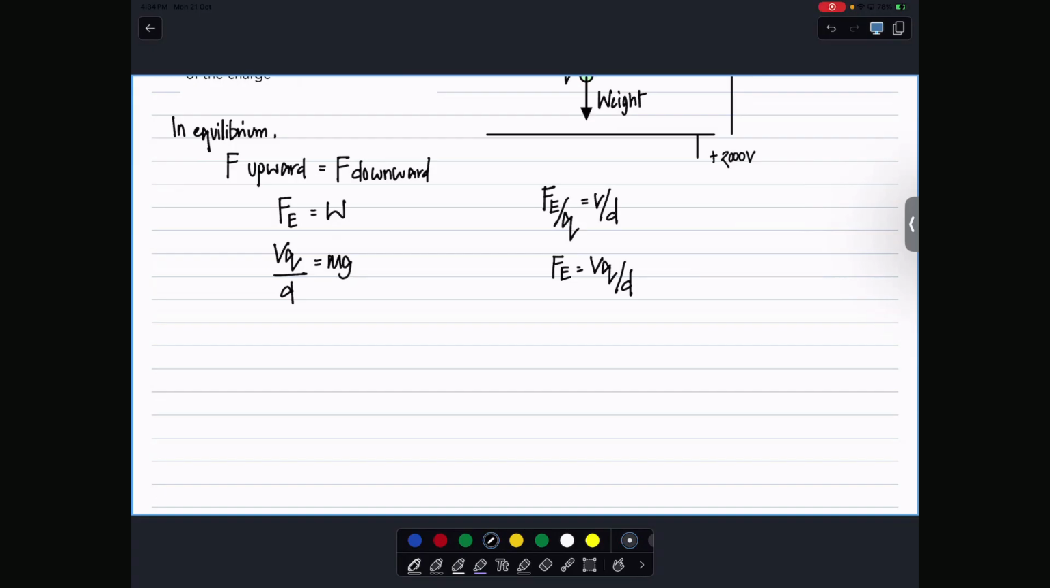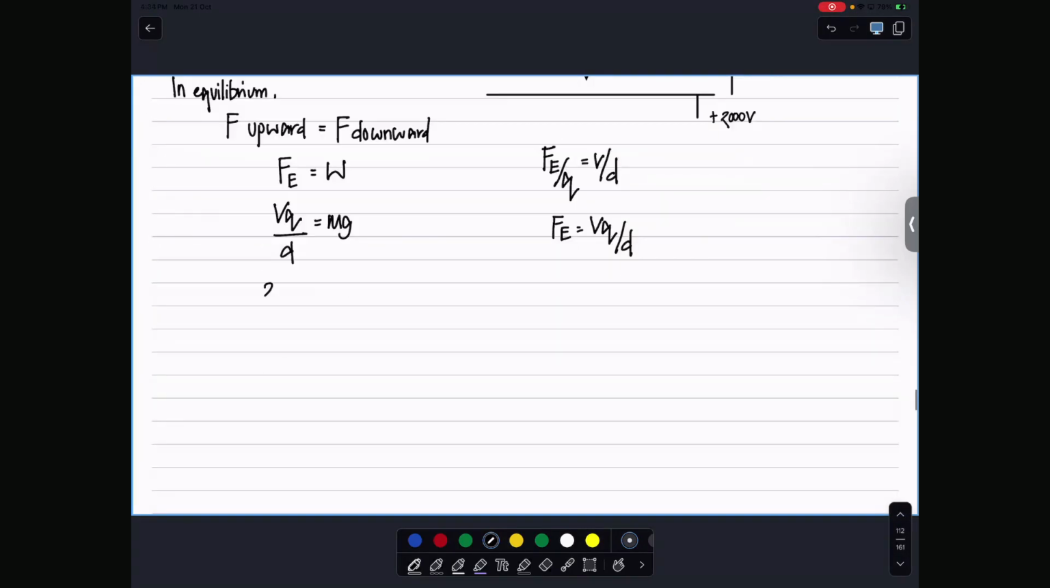So V is going to be what? The potential difference, 2000. What is the charge? That's what we need to find out. What is the distance separation between the plates? 5 centimeters, so that's 5 divided by 100, equals the mass of this particle, 2 micrograms, so 2 into 10 to the power minus 6, into g, which is 9.81. So if you solve this, Josh, that's the answer.